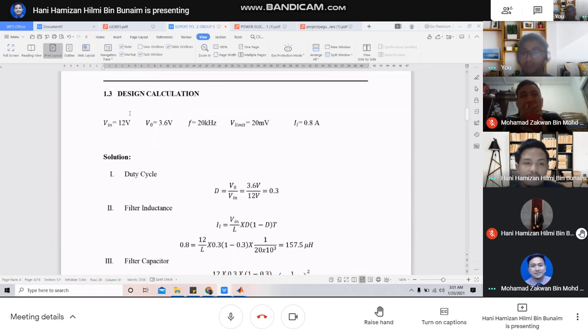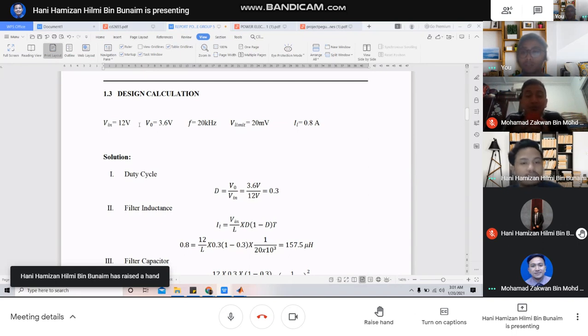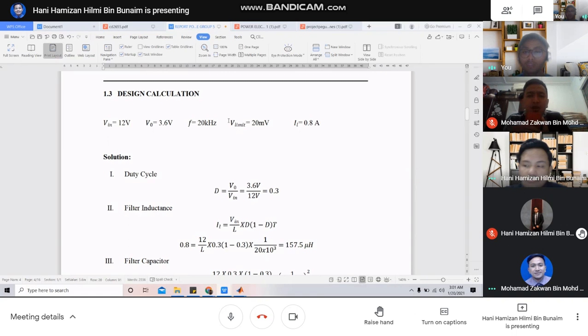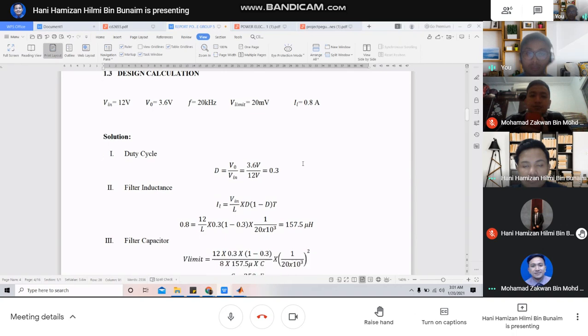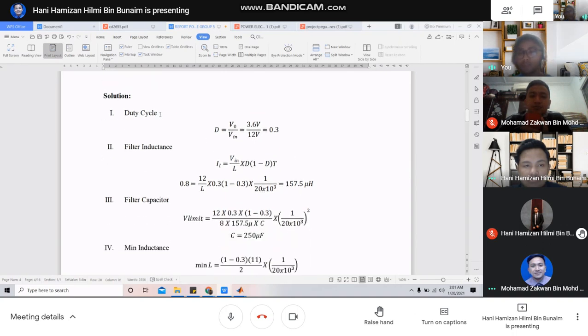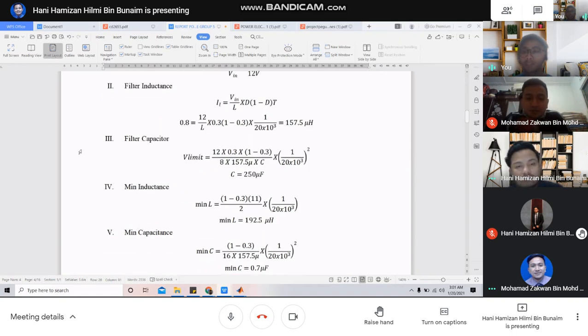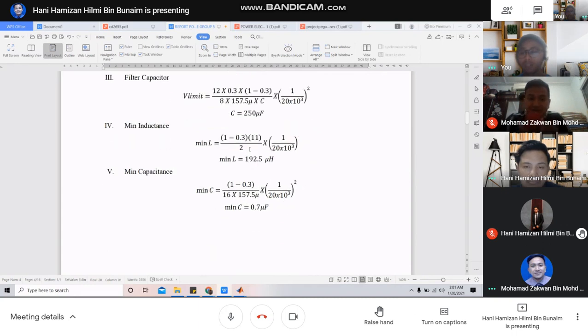Next, for our design calculation, the V in we use is 12 volt, V out equal to 3.6 volt, frequency equal to 20 kHz, V limit equal to 20 millivolt, and I equal to 0.8 ampere. For the solution, number 1, the duty cycle is 0.3. Number 2, filter inductance is 157.5 microH. Third, filter capacitor is 250 microfarad. Fourth, minimum inductance is 192.5 microH. And lastly, minimum capacitance is 0.7 microfarad.